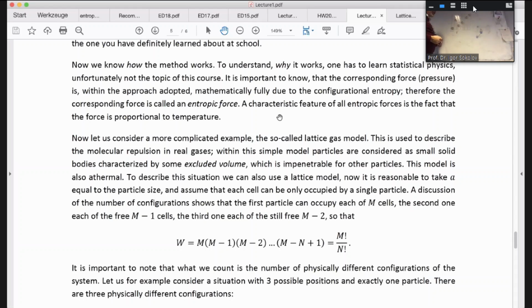And this is a lattice gas model. Formulating this statistically, I simply say that in a system of volume V with cells of the size a, which in reality is of the order of a size of a single molecule or single atom, there are n cells occupied by molecules. I can call them black. And m minus n cells, with m equal to V divided by a cubed, which are empty.